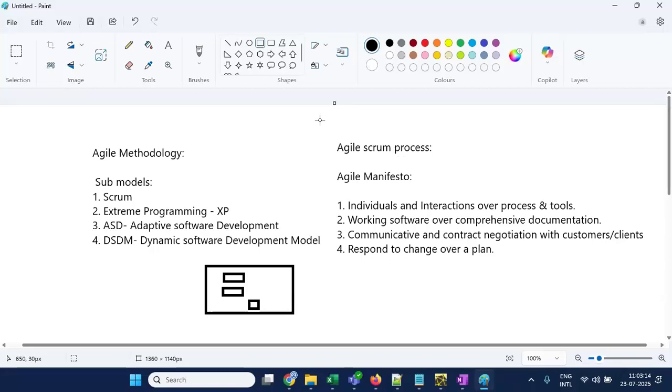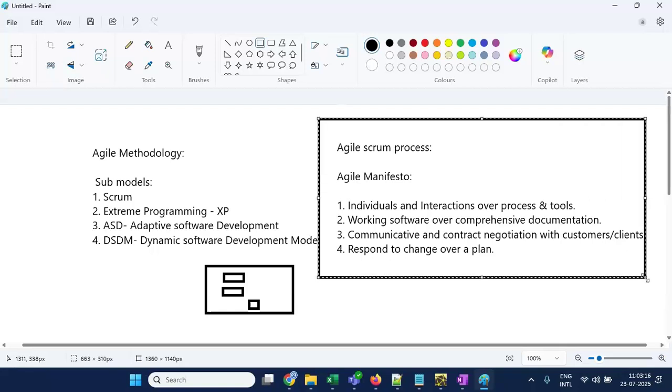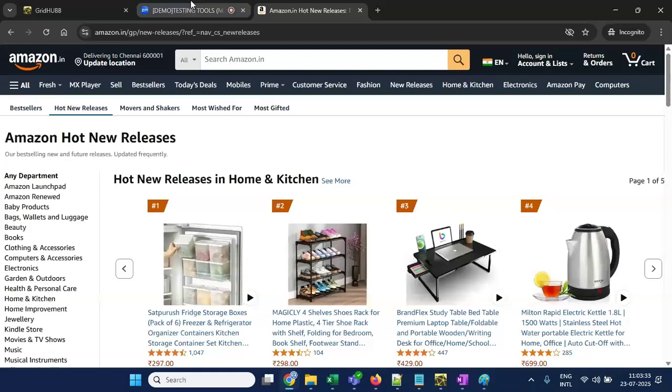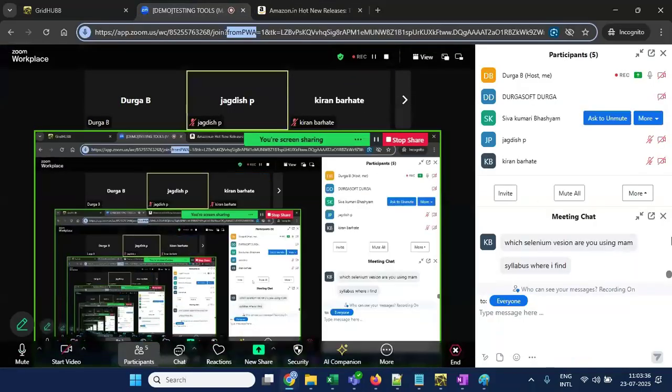So these are the manifesto. If they ask in the interview, you have to explain these 4 points. On the internet also you will get the same points, but this is a very important topic. I can say this is the first interview topic I have explained today. Agile manifesto. Okay. I hope it is clear.